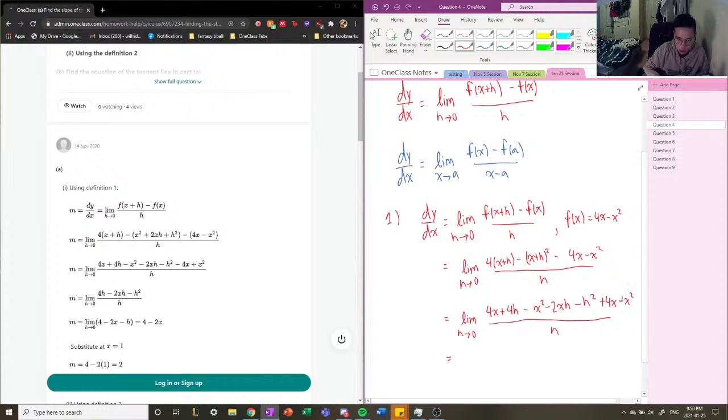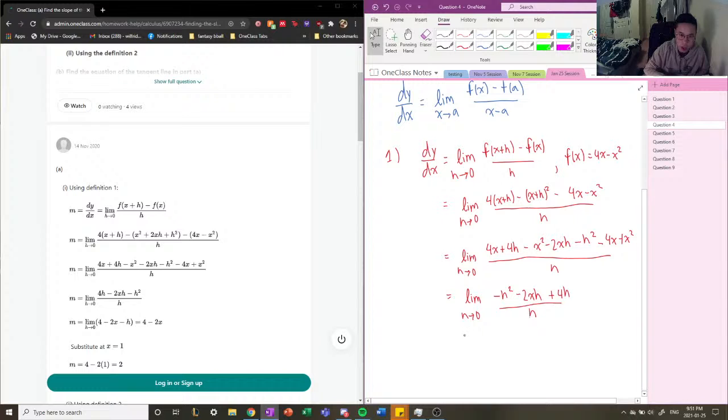Oh, no, this should be minus and this should be plus. Okay. So we see we can cancel out some terms. We can cancel out 4x and x squared. So we're left with the limit as h approaches 0 of negative h squared minus 2xh plus 4h, divided by h. We can cancel out h from the numerator and denominator.